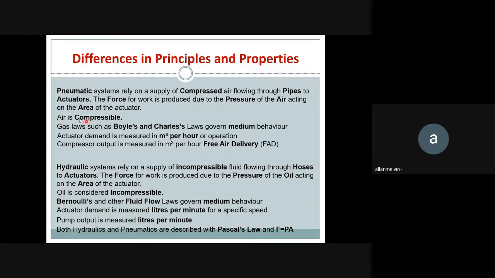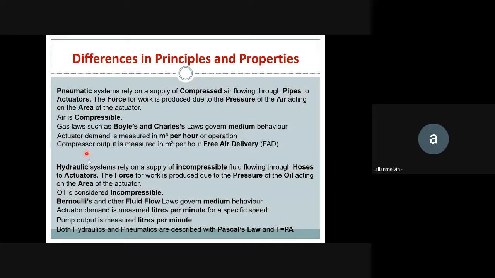And air is compressible. Okay, so udara you tangkap sikit, so you reduce the volume, it already become compressed. So air is compressible. Okay, but oil is considered incompressible. Sebab dia bukan macam angin. So angin, the distance between molecules is higher, so you have more space for you to compress it. But oil, we consider it incompressible. Okay, so we cannot say compressed hydraulic oil. Probably. So it's more like an incompressible.